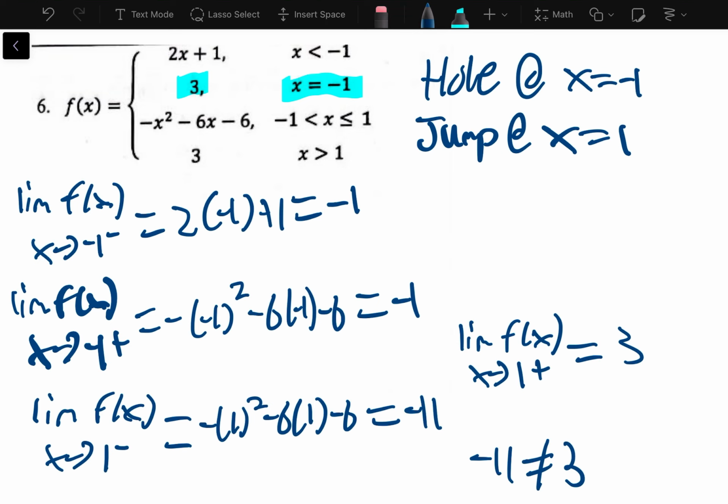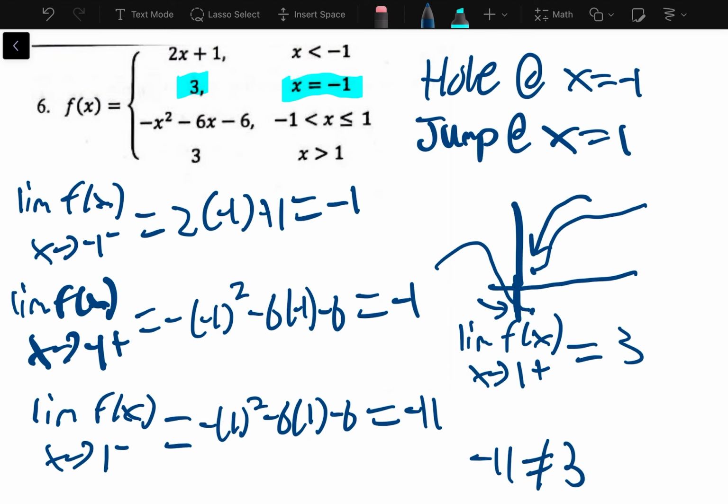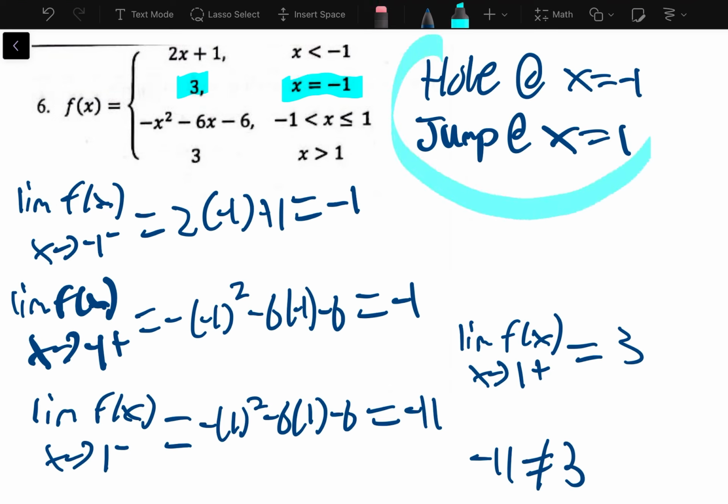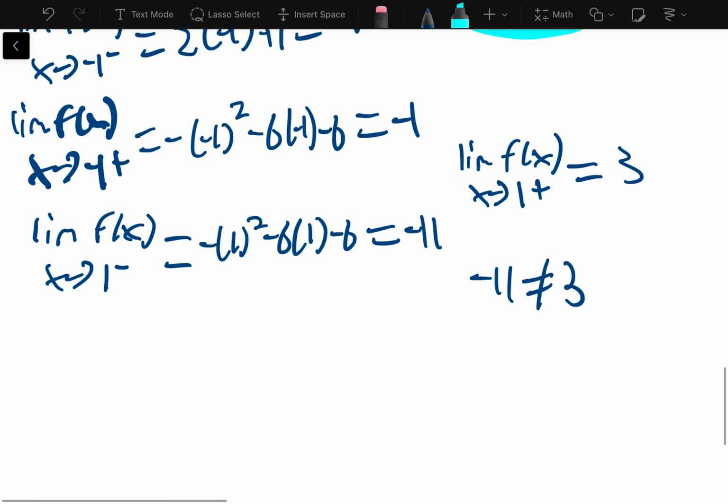And what's going on in this function is that whenever x approaches 1 negatively, it's somewhere way down here, at negative 11. So when it's coming from this way, it's down here. And when it's coming positively, it's up here at 3. So there's positively and negatively. That's what's going on there. But in the end, yes, this is the answer you're looking for: a hole at x is equal to negative 1, and a jump at x is equal to 1.